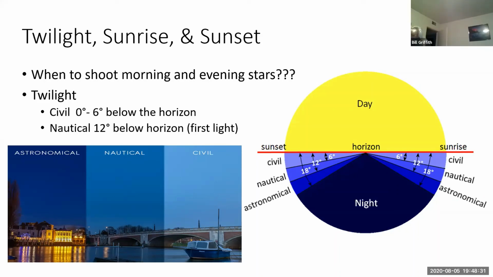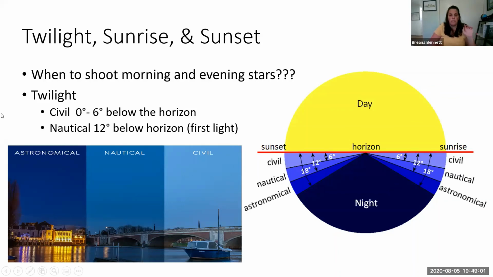So when we are planning, we want to know when these times are going to be. So for morning stars, when is nautical twilight, and for evening stars, when again is nautical twilight, when we're not going to be able to see a horizon afterwards. Does that make sense on what those terms mean? Okay.